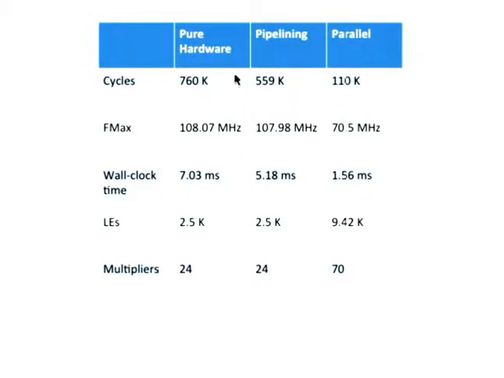Filling in our table, you can see that actually the Fmax has dropped in the parallel implementation. Wall clock time is really improved, down to 1.5 milliseconds. Logic elements are much more because we have parallel implementations of Mandelbrot, and our multiplier count has also increased a great deal. If we look at area delay product, pipelining is the best area delay product. However, if one cared really about computational throughput, one would probably opt for the pthreads implementation.